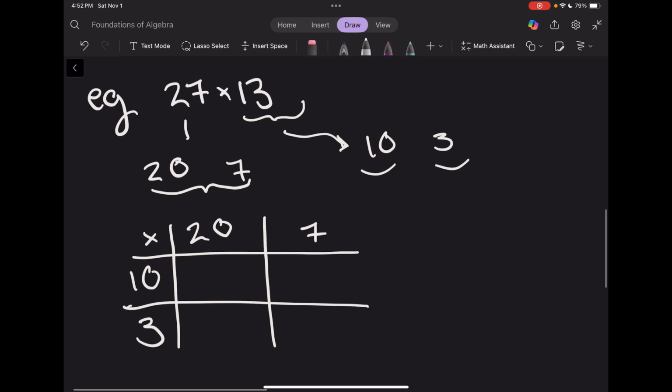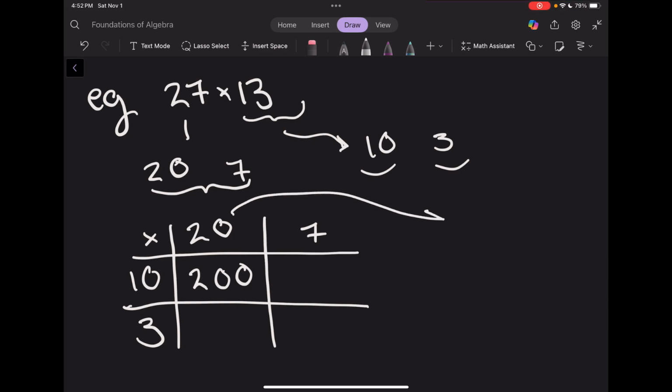And then I multiply in every box, so first I'm going to do 10 times 20, and there's this cool trick where sometimes you can use the number of zeros to tell you how many zeros you're going to have in your answer. So here I have 2 zeros, and then 1 times 2 gives me 2.